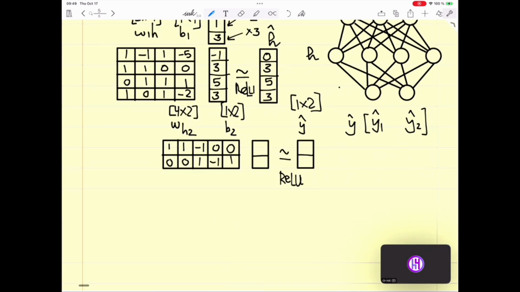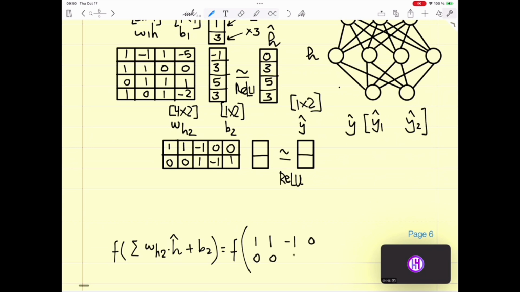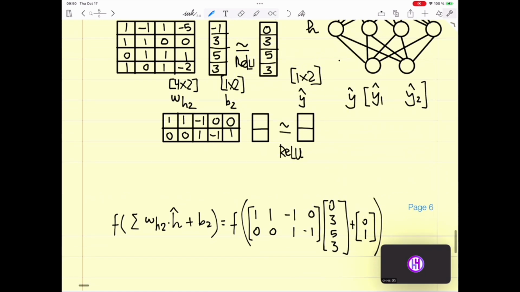And now we need to calculate that with the second layer. So what we do is we again apply ReLU to the weights H2 to the hidden layer plus the bias 2, which means applying ReLU to something like this. 1, 1, minus 1, 0, 0, 0, 1, minus 1, multiplied by 0, 3, 5, 3, plus 0, 1. Okay, I'm just copying the numbers above.